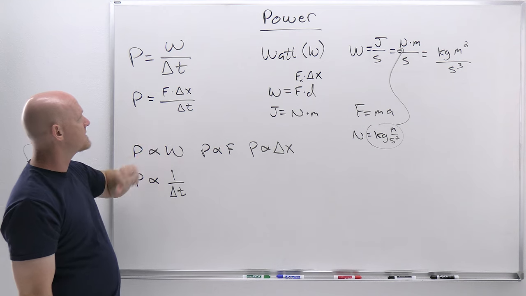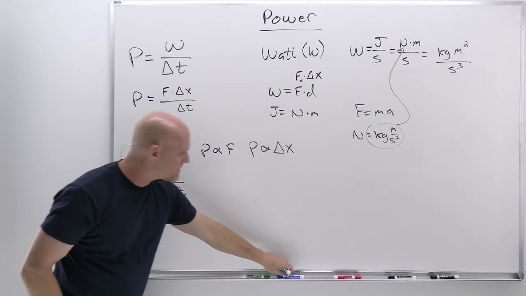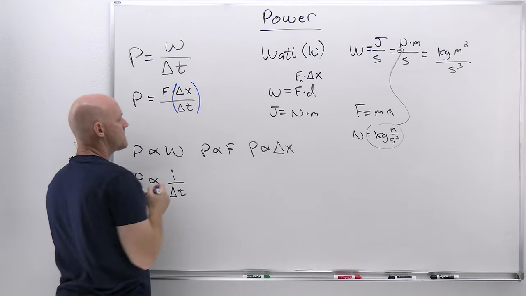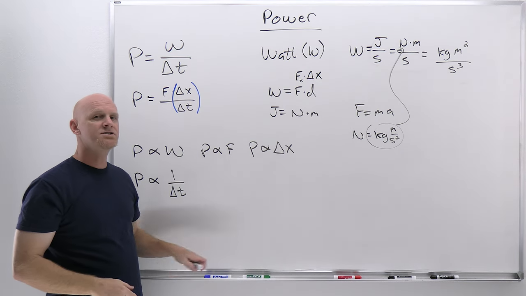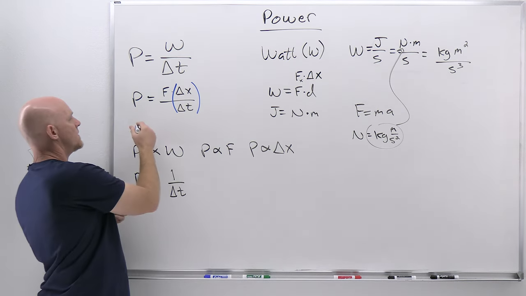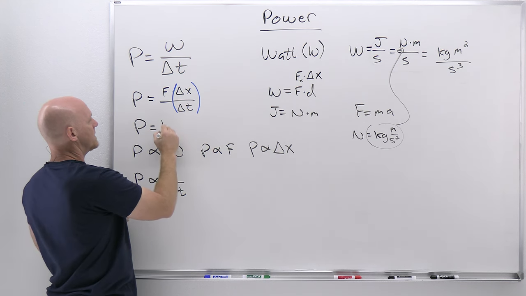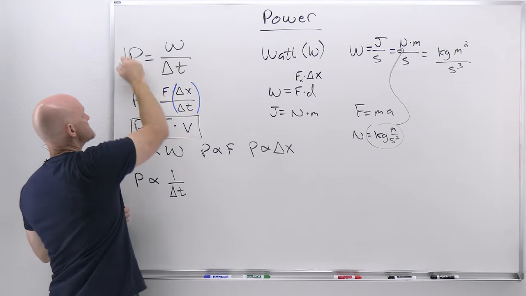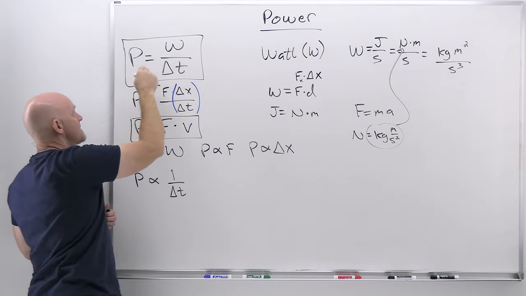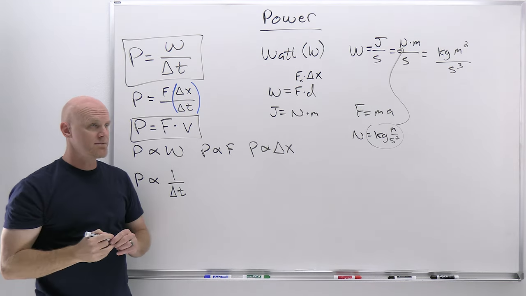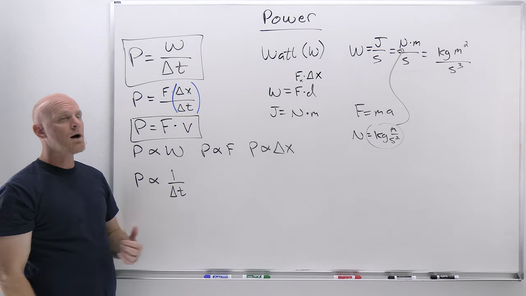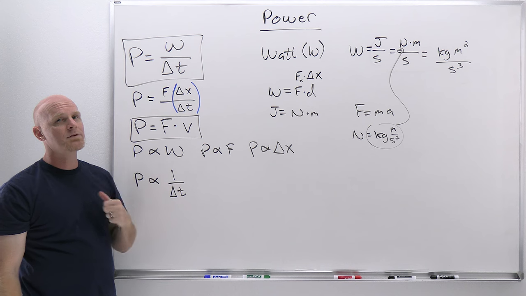Now, one other thing this provides for us is one other definition. If you look at delta x over delta t, that is the definition of velocity. So one alternate form for the equation for power is force times velocity. And so we really have two equations for power. Now this top one is the definitional version of it. But this one comes up on occasion, not quite as commonly, but on occasion as well. And so you've really got a couple different options.